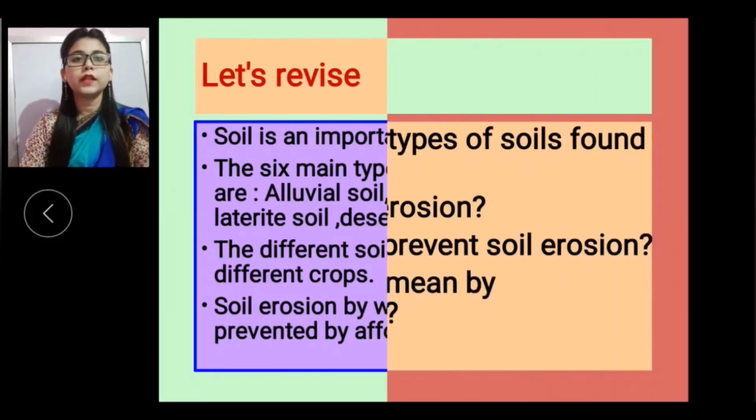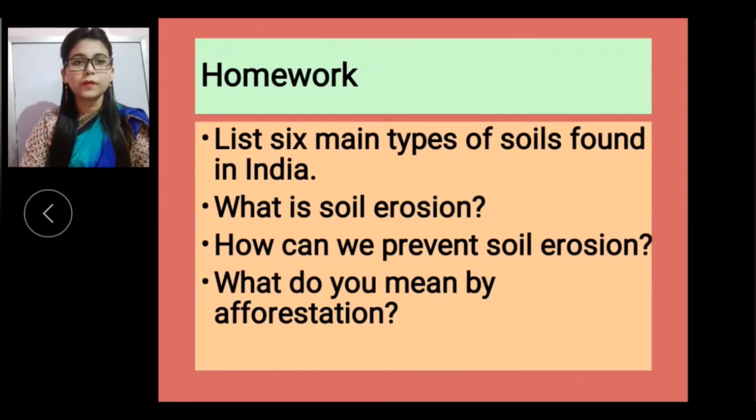Now let's move further and see the homework. So students, this is your homework. What you have to do in this? List 6 main types of soils found in India. What is soil erosion? How can we prevent soil erosion? And what do you mean by afforestation? So all these points, you have to find the answers from your book.